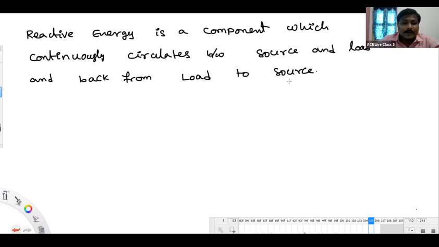Sir, can the reactive power be consumed? That's what we are saying. Nikhila, what have you understood now? What is that consumption? No consumption at all, right? One time source is transferring that to load, and other time load is feeding it back to source. There is no energy loss.